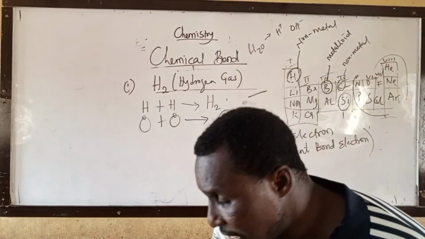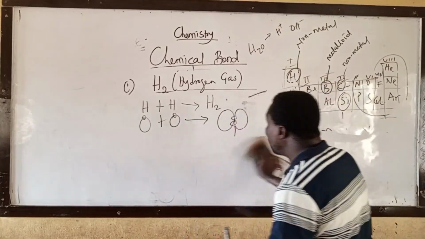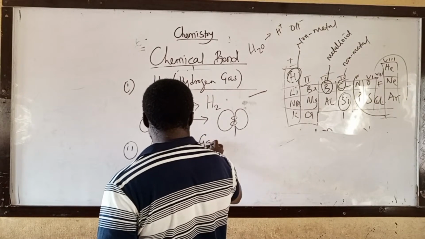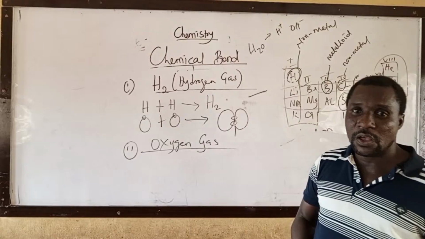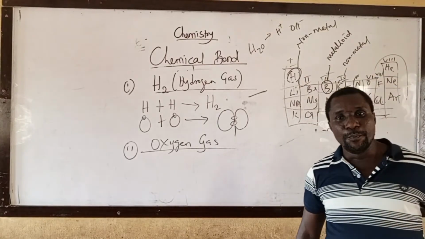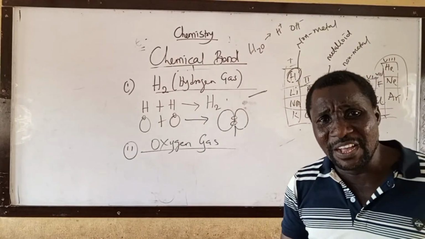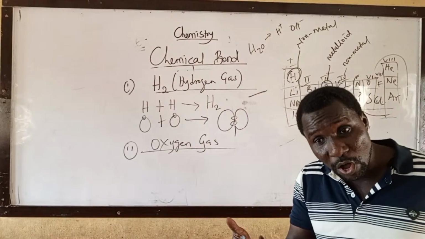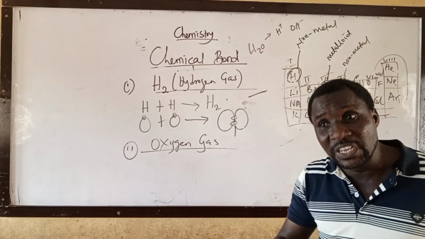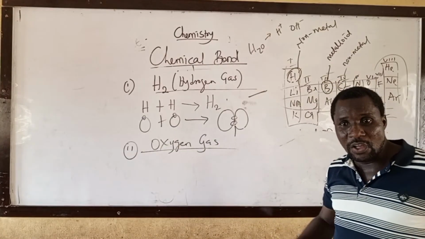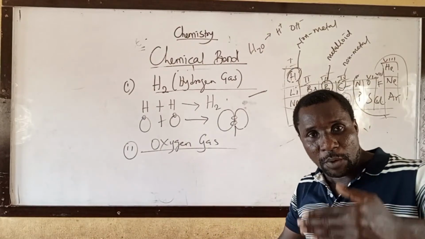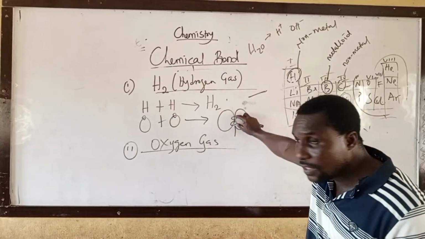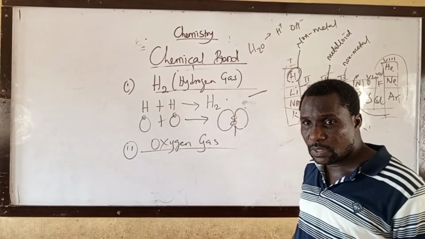Okay, next one now. Formation of the double bond, oxygen gas. Oxygen gas means oxygen molecule. Whenever you hear oxygen gas, that is oxygen molecules. Hydrogen gas, hydrogen molecules. Chlorine gas, chlorine molecule. Nitrogen gas, nitrogen molecules. In all of them, what bond? Covalent bond. But what I want to teach you is single covalent bond, double covalent bond, triple covalent bond. You know that this one is single because we only have a shared pair of electrons.